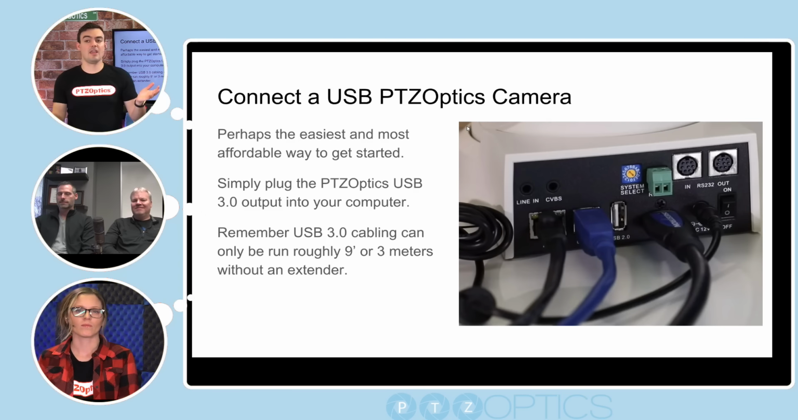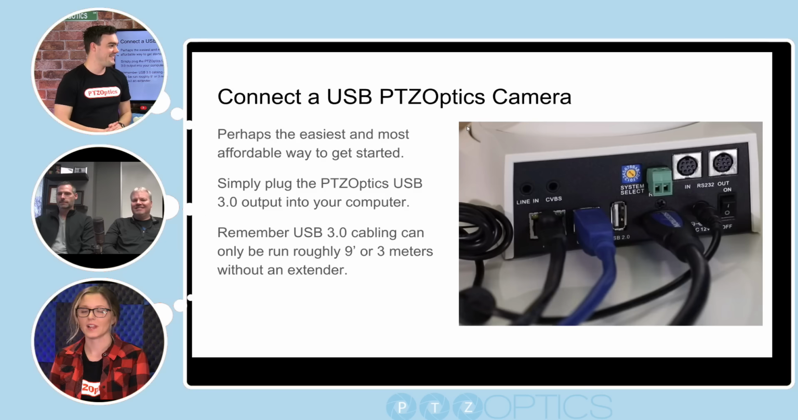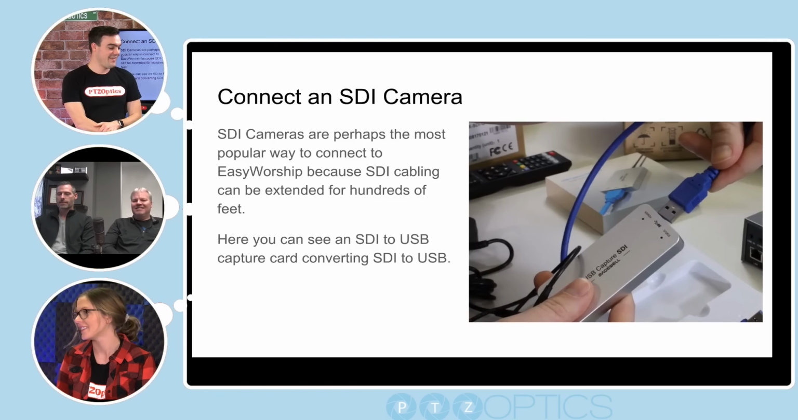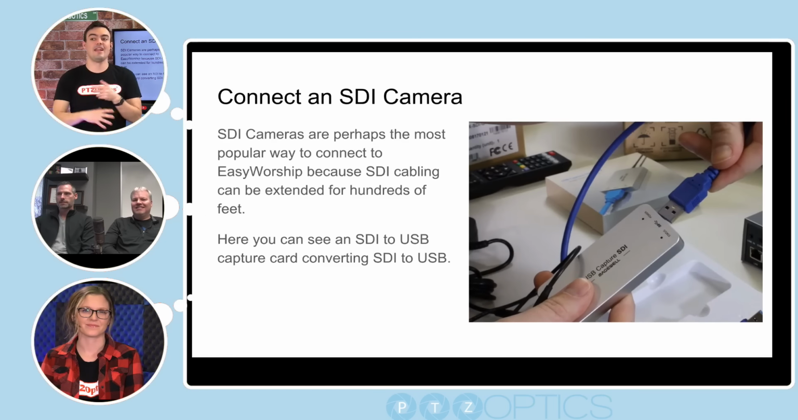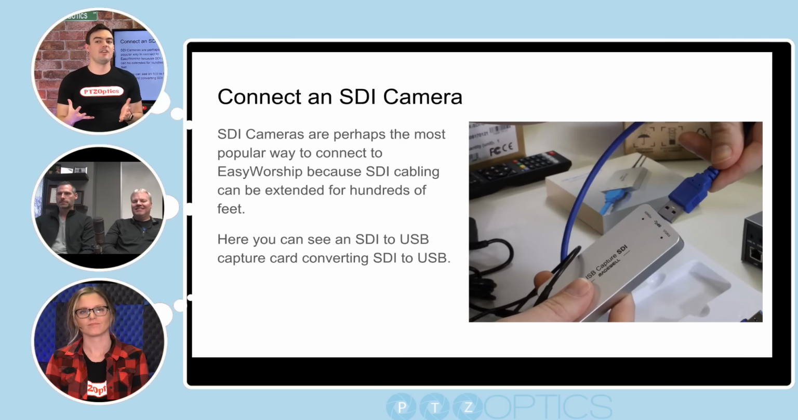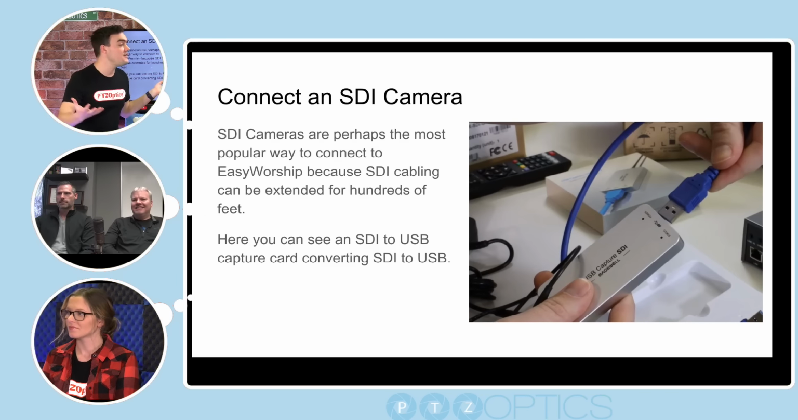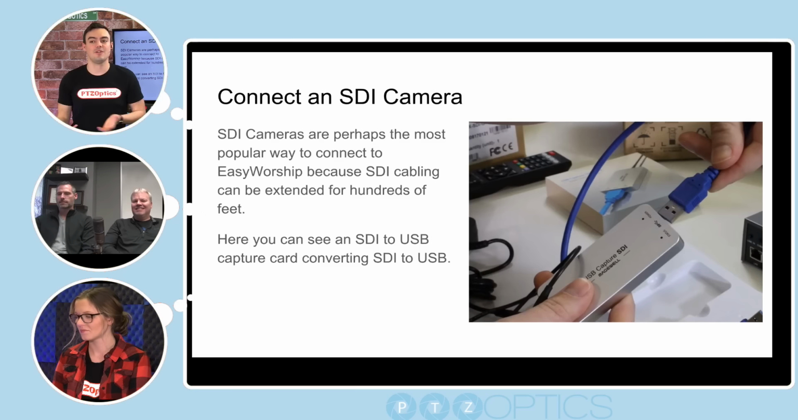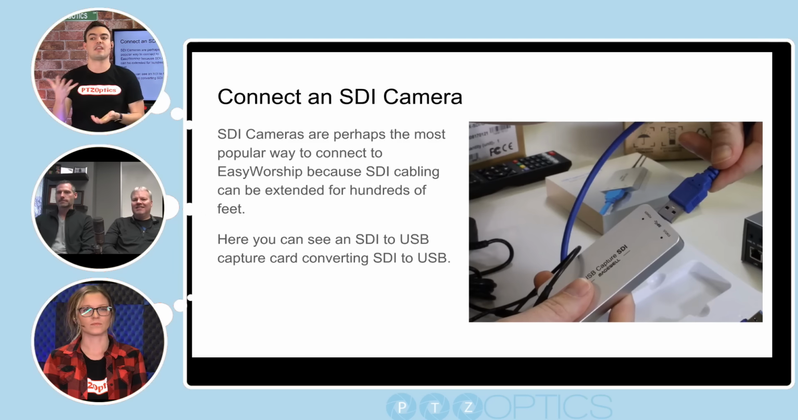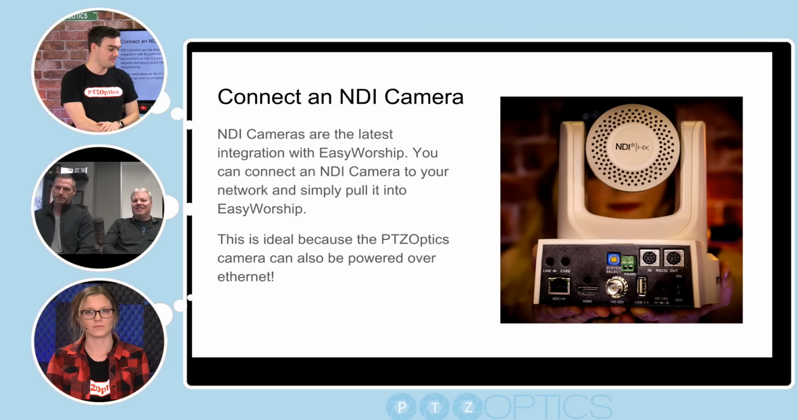So plugging in USB couldn't be easier, right? Absolutely. That's kind of step 1. Now, you can also bring in an SDI camera. The reason why we love SDI so much is because you can run it 100 feet, 200 feet, no problem, with rock solid connectivity. And then you can convert it to USB using a capture card like we're showing here.